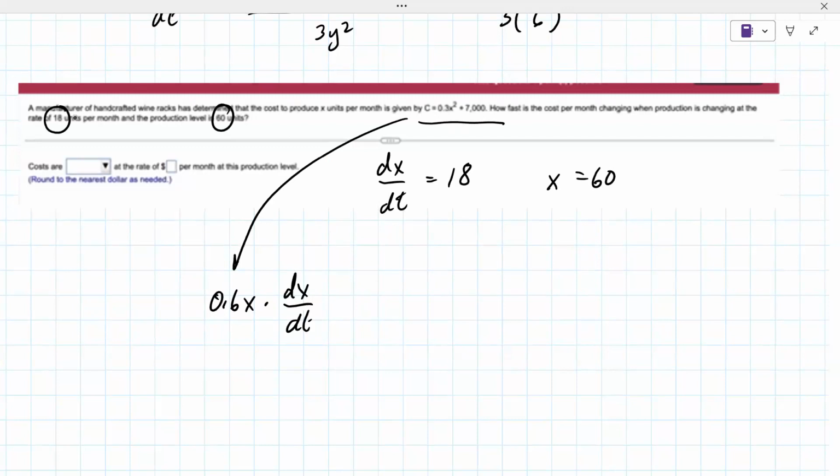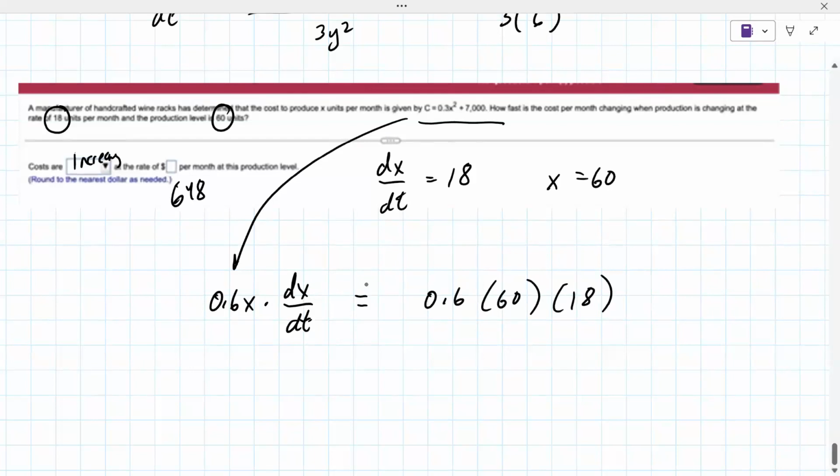So it's just like the previous problem. Whenever you have a variable, you have to add in a dx dt to it. So this is 0.6 times 60 times 18. And that is 648. It's positive, so hopefully there's an increasing option there. Is that possible? Yes, perfect. Increasing at 648.